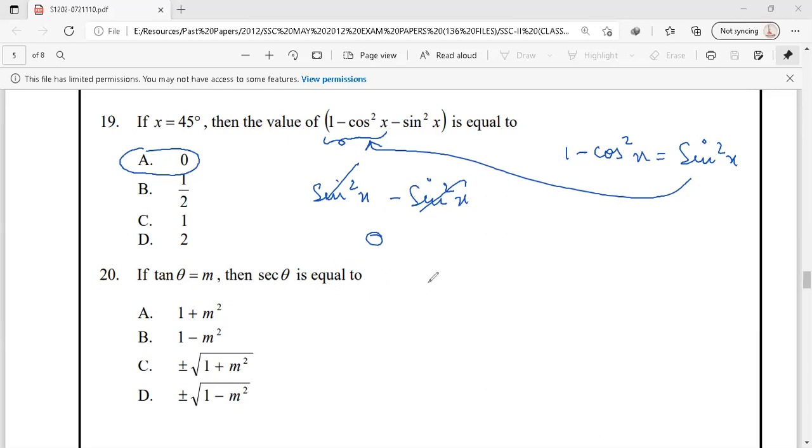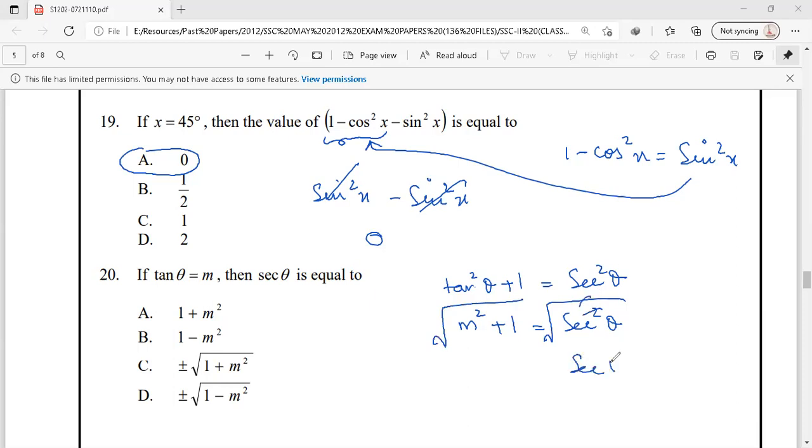Let's see question 20. Tan square theta equals m. We have to find the value of sec theta. The relation between tan and sec is tan square theta plus 1 equals sec square theta, and tan square theta equals m. So it will become m plus 1 equals sec square theta. Taking square root on both sides, the value of sec theta will be equal to plus minus square root of 1 plus m. So option C is the right answer.